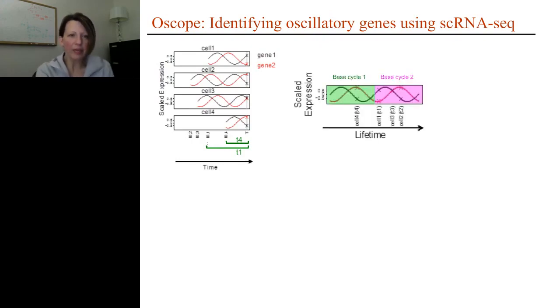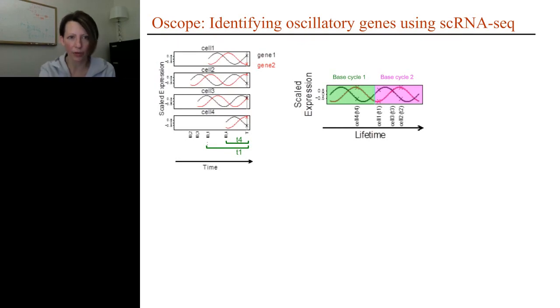Now, if we could get some idea about how long the genes have been oscillating, then we could reconstruct the oscillation, right? So here I order the cells by the amount of time that the genes in those cells have been oscillating. So cell 4 has the slowest amount of time, it has genes that have been oscillating the shortest amount of time. Cell 1 is next, then comes cell 3, and then comes cell 2. If I knew those numbers and I ordered by oscillation time here, I could reconstruct the oscillation. One cycle of that oscillation is called the base cycle.